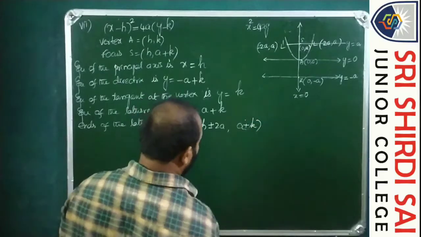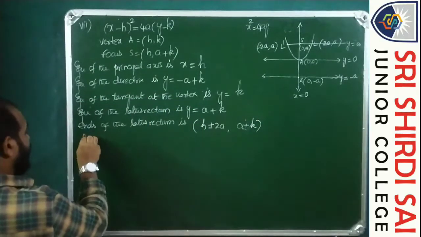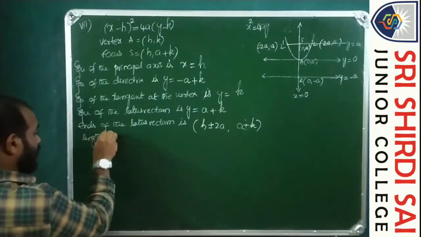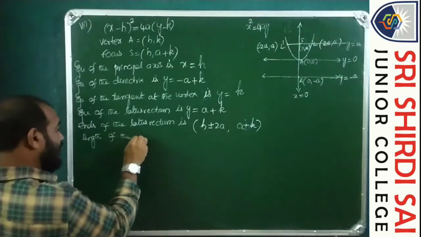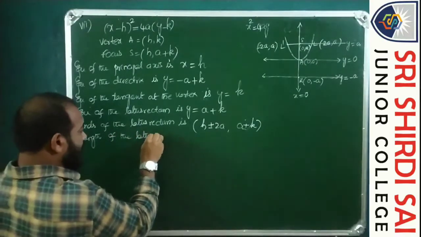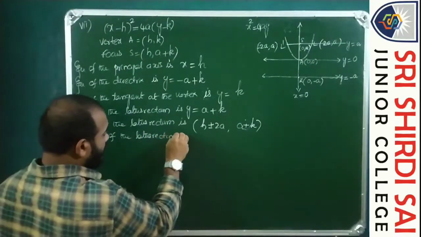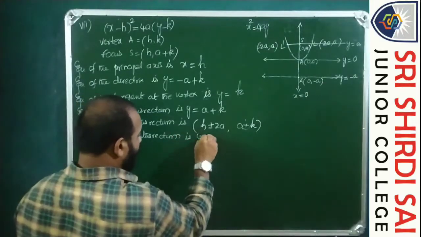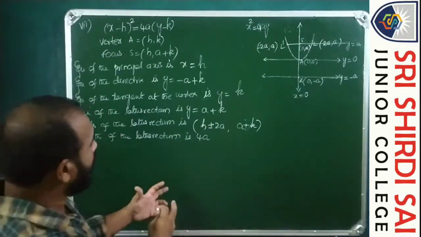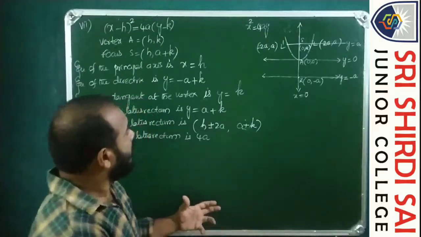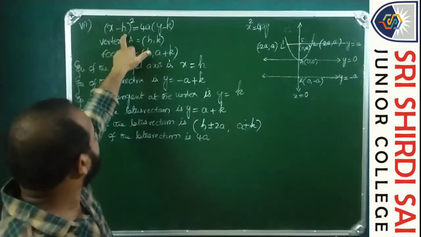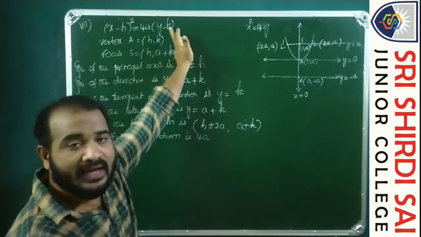Now the length of the latus rectum is equal to how much? That has not changed. So 4a. So these are all the points for x minus h whole squared equals 4a into y minus k.